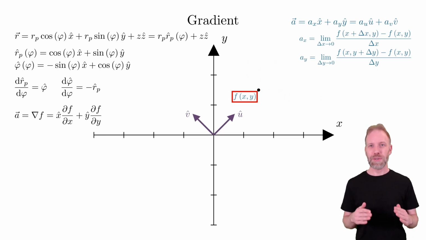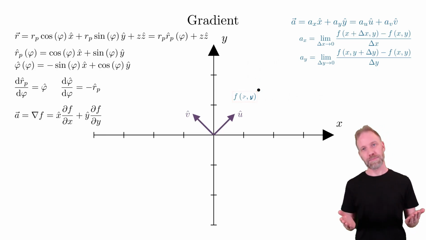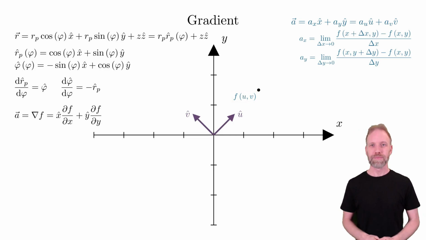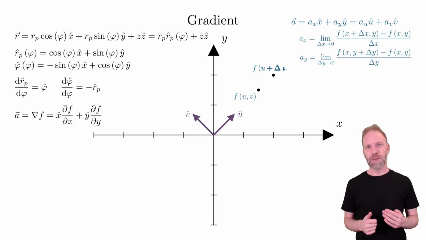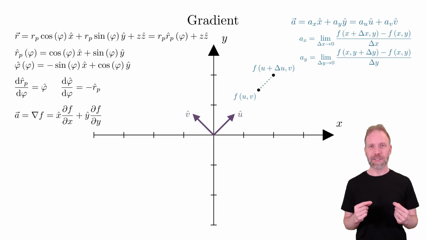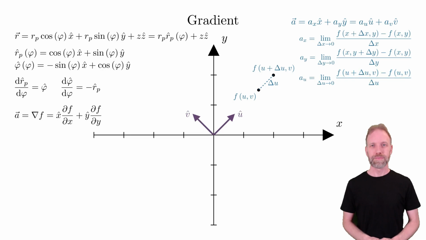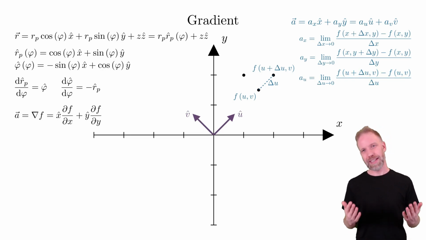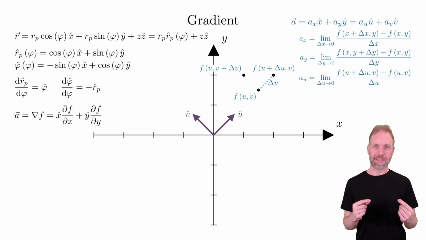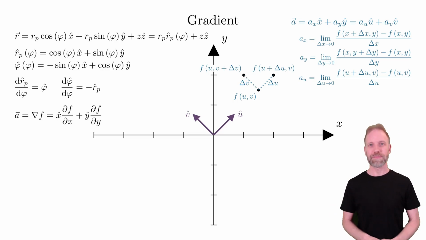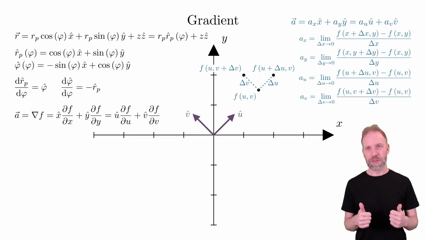Let's say we want to use our coordinates u and v instead. To get the u component of the gradient, you have to take the small step delta u in the u direction. And to get the v component of the gradient, we have to take the small step delta v in the v direction. The vector A is still the same vector in both cases. We have just expressed it either in the xy coordinates or in the uv coordinates.